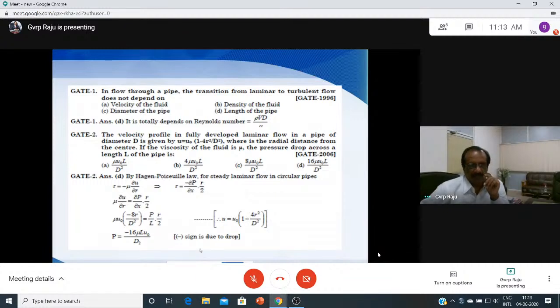Suppose you see the flow through a pipe, the transition from laminar to turbulent. In the transition flow, it all depends on the Reynolds number. For example, when the Reynolds number is less than 2000, it is laminar flow, and if it is more than 4000, it is turbulent flow.